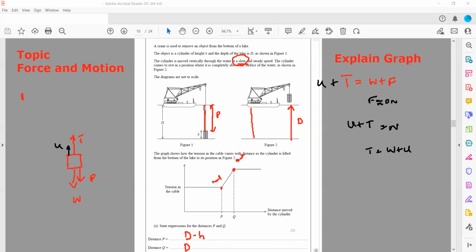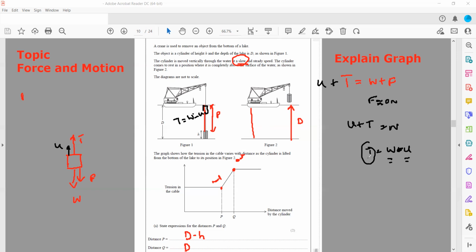So there is a constant: weight plus upthrust is equal to tension. So the upthrust is constant, and if the upthrust is constant, weight is also constant. That's why there's a constant tension in the string, as you can see, till point P, until it reaches the surface. When it reaches the surface, till this point, what is the expression? The expression is tension is equal to weight minus, not plus, this will be minus. So tension is equal to weight minus upthrust.